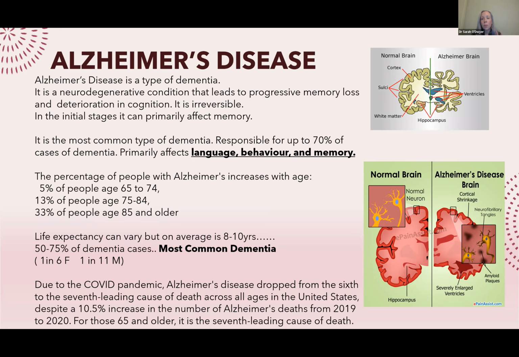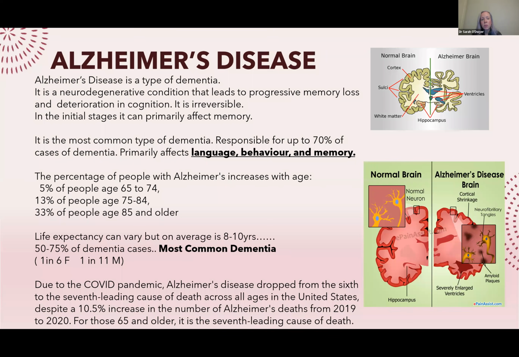There are actually far more complex reasons for that, which are now being investigated, including hormonal, genetic, and epigenetic reasons why it has a higher prevalence in females. The main areas affected are language, behavior, and memory. The average age, usually below 65, is early onset Alzheimer's disease.